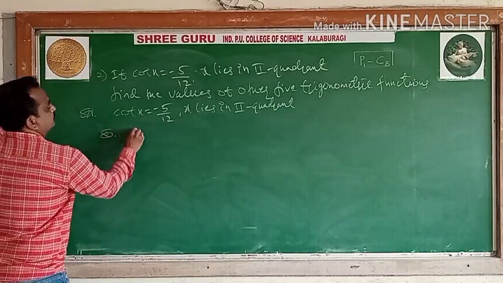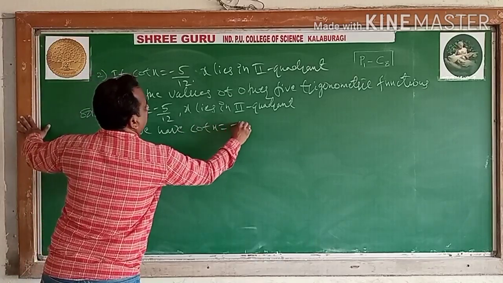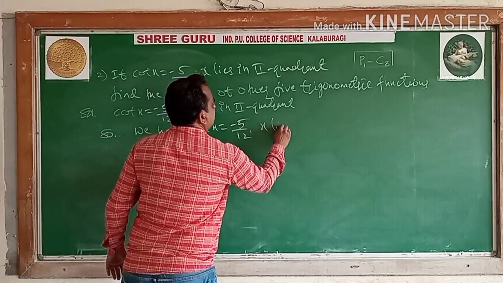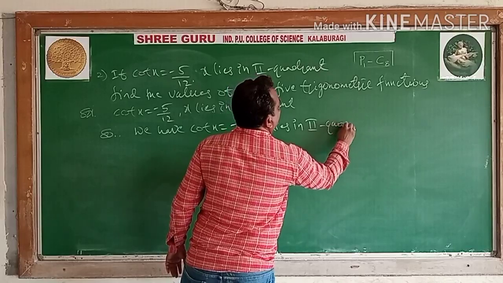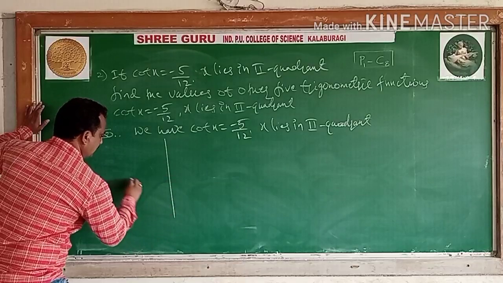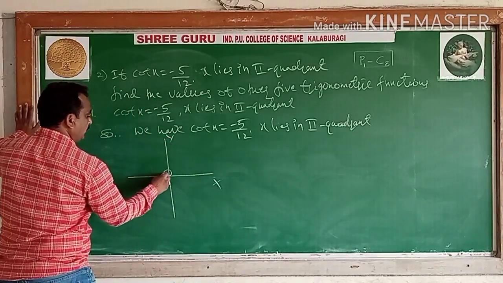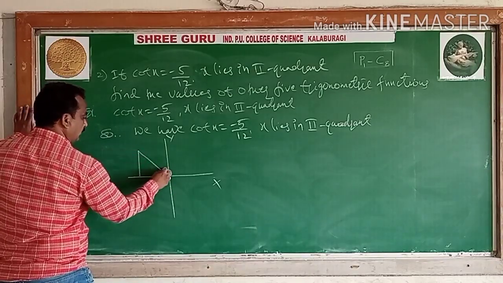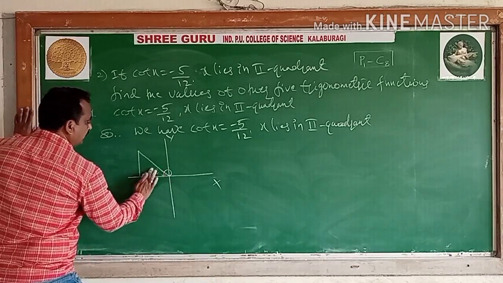Solution. We have cot x equal to minus 5 by 12. X lies in which quadrant here? X lies in the second quadrant. Let us take the diagram in the second quadrant. The right angle triangle in the second quadrant, OP, rotates, terminates and falls in the second quadrant. So it is in the second quadrant, which makes an angle x. Clear, students?